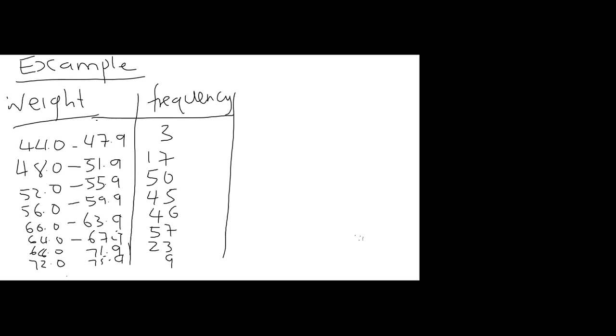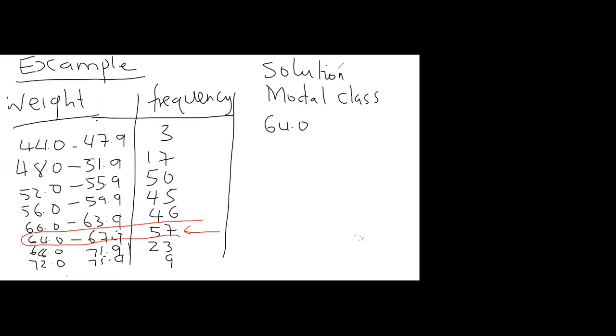If you want the mode for this particular group, basically we are looking for the modal class. So first, under your solution, you need the modal class. Who can tell us the modal class? The one with 57. Yeah, the class 64.0 to 67.9. So from 64 to 67.9, your first duty is to identify the modal class.